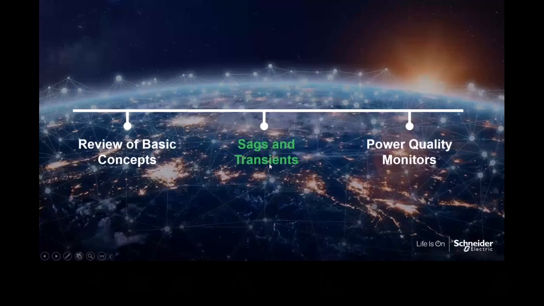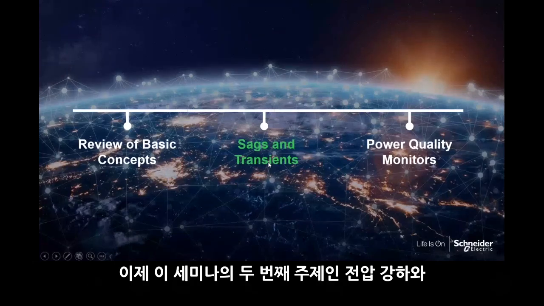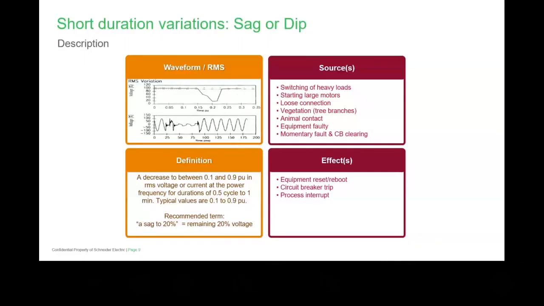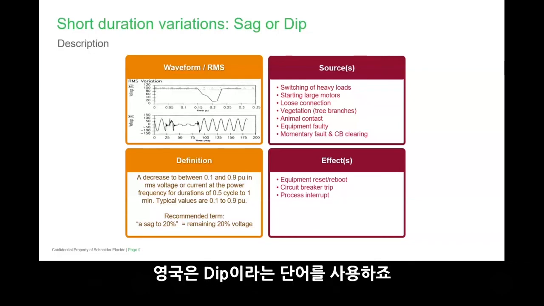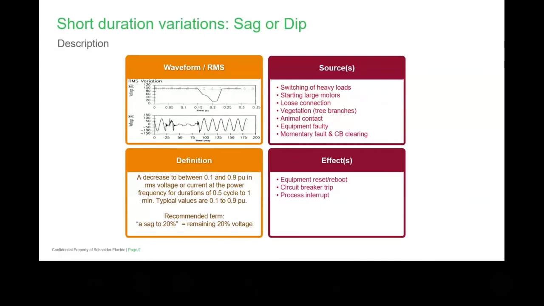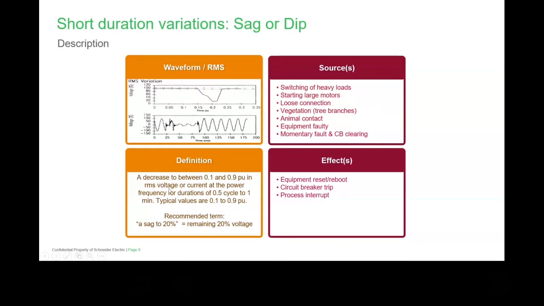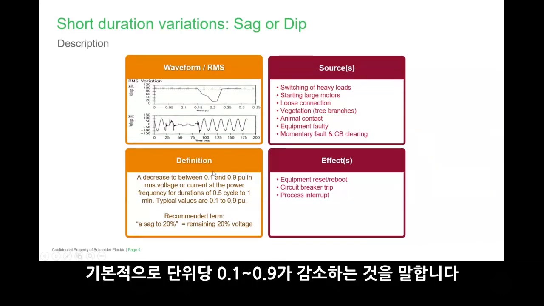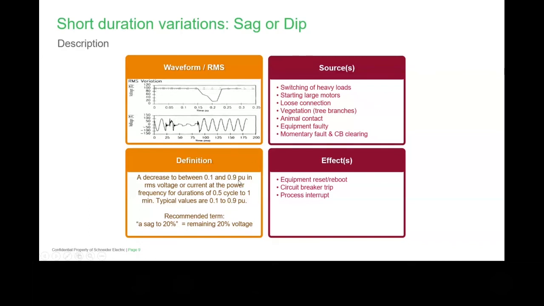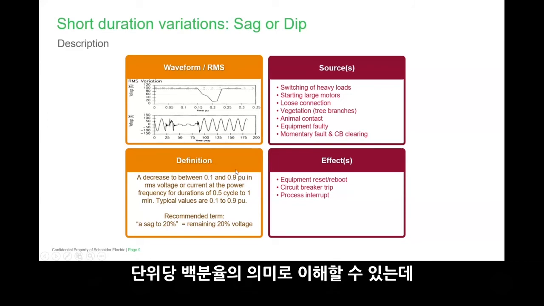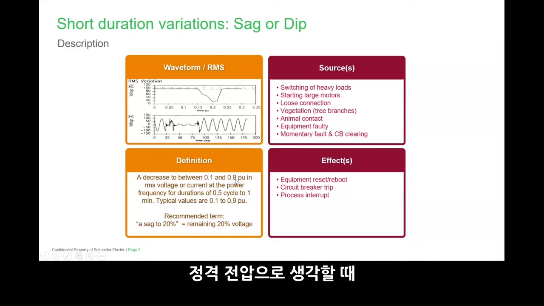Okay, now let's take a look at the details of the second topic in this seminar, sag and transient. The definition of sag: Americans use the word sag, British use the word dip, both meaning the same. So voltage sag is basically a decrease to between 0.1 and 0.9 per unit. For those who are not power system people, per unit is in terms of percentage, in a sense. So 0.1 is 10%, 0.9 is 90% of your rated voltage.